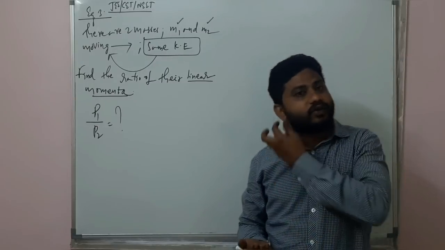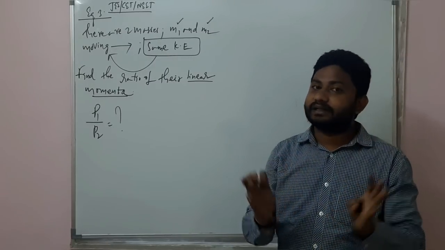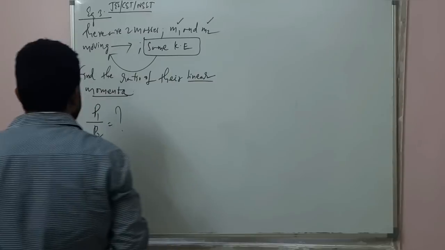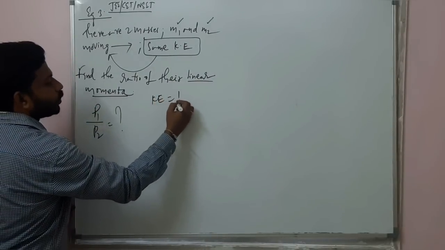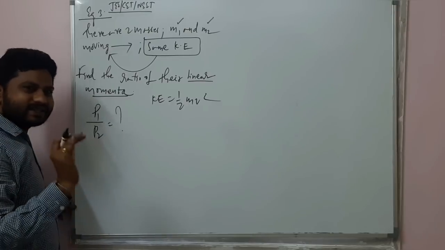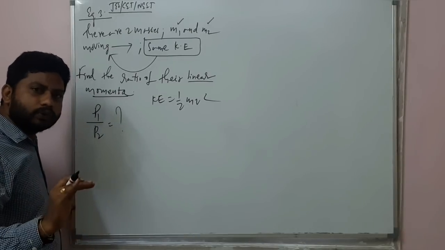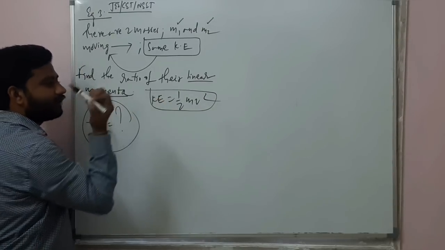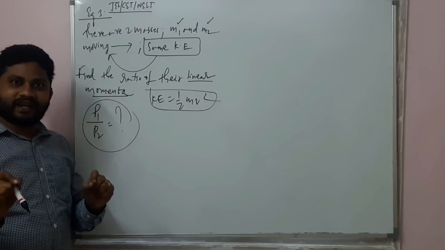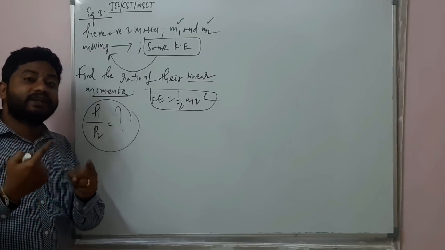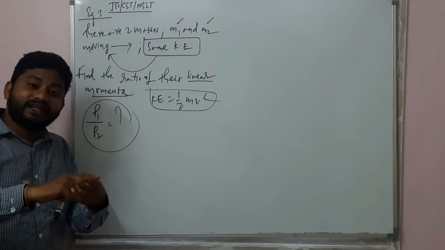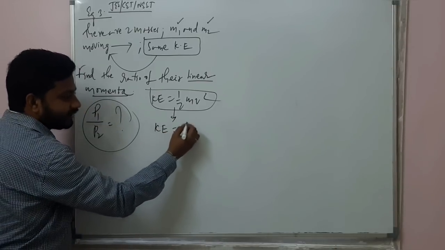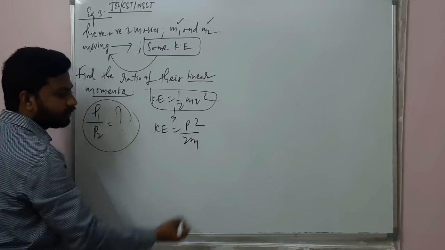Most of the students will have confusion about which equation to consider, because for kinetic energy and masses we have so many equations. Kinetic energy is equal to half mv square. Can I consider this equation? No, because they are asking for the ratio of linear momentum, and there is no linear momentum involved here. Here you will understand why we converted the kinetic energy expression into linear momentum. To solve this kind of problem, kinetic energy is p square by 2m.